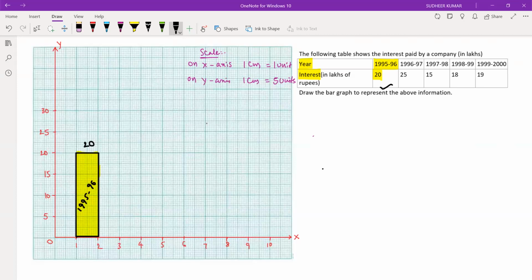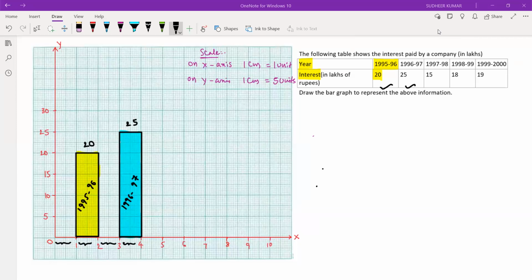When you draw the bar graph from the origin, leave a 1 centimeter space, and the width of the bar should also be 1 centimeter. After drawing this bar, again we should leave the same space, 1 centimeter, then take the next 1 centimeter as the width and draw the next bar. So the next one is 1996 to 97, it is 25. So this is the second bar of the bar graph.